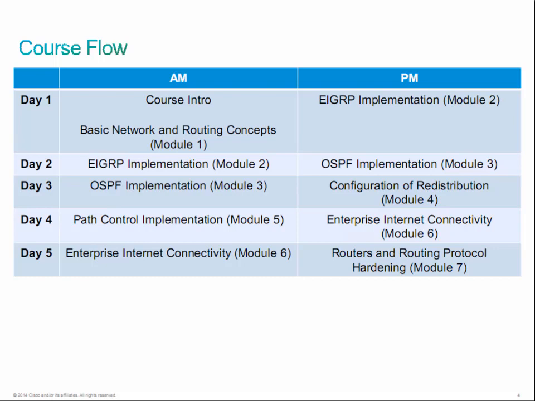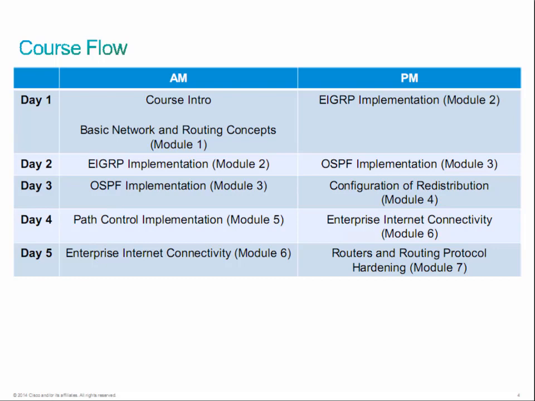So on day number 1, we're doing the course introduction right now. We're going to do module number 1, which is just basic networking and routing concepts. We'll talk about that throughout the morning. And then in the afternoon session, we'll start our EIGRP module, which we will then complete tomorrow, day number 2 in the morning, and we'll start module number 3 in the afternoon. Day number 3, we'll finish up module number 3, and then we'll start into module number 4 in the afternoon of day number 3. Day 4, path control implementation, module number 5.